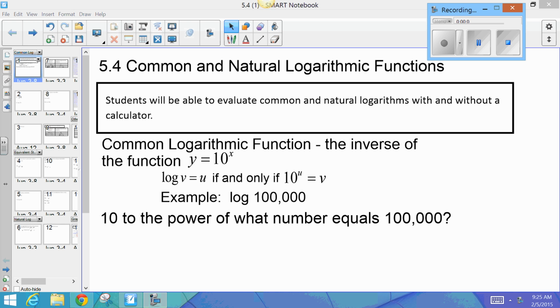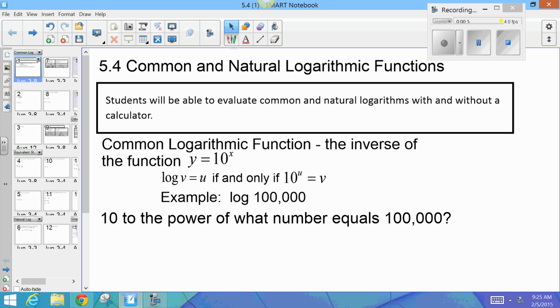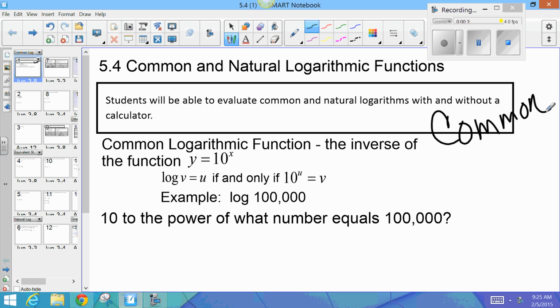This is a pre-calculus video on 5.4, Common and Natural Logs. And I forgot to look up the name of this video before I started. The name of this video is Common Log. There it is. Okay.